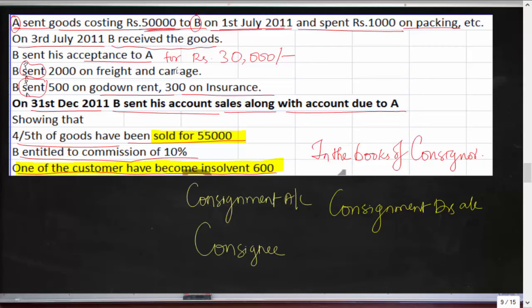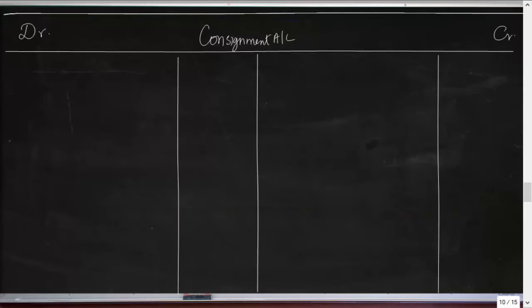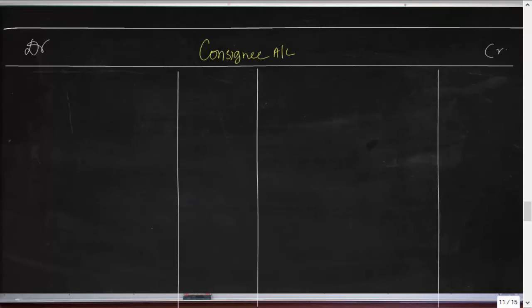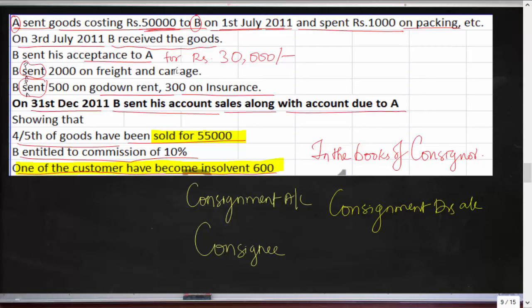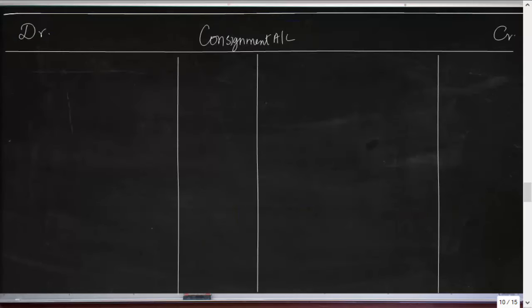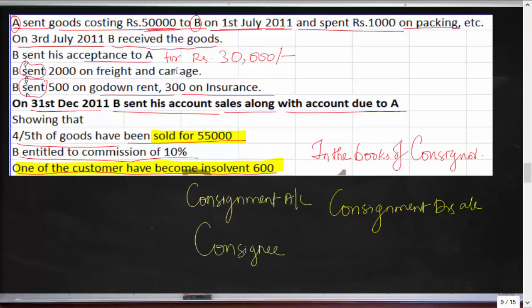So let's have the structure of consignment account, basically the ledger with debit, credit and all. Then consignee account and consignment debtors account. So let's go one by one. A sent goods costing 50,000 to B on 1st July. So if you recollect, the entry will be consignment account debit to goods sent on consignment, right? So consignment account should be debited. Let's write. And what is the date? The date of the transaction is 1st July.